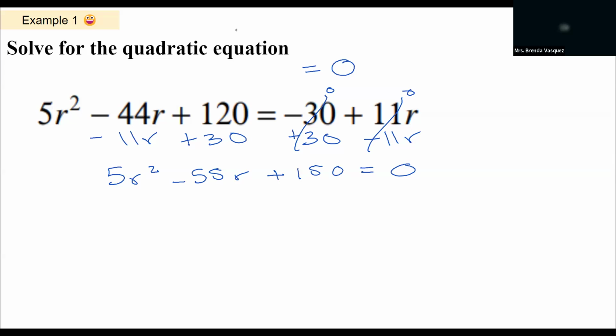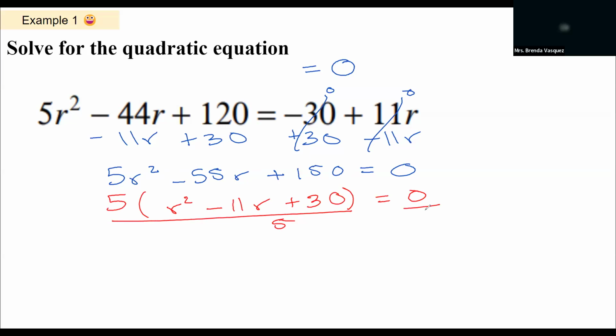All right, we have a GCF. What's our GCF? 5, take it out. r squared minus, we took out the GCF of 5, 11r, and +30 equals 0. What do we do with this 5? Divide both sides. Get rid of it. We don't need it right now. When we're factoring, yes, but right now, since we're solving, remove it. So we're left with r squared minus 11r plus 30 equals 0.